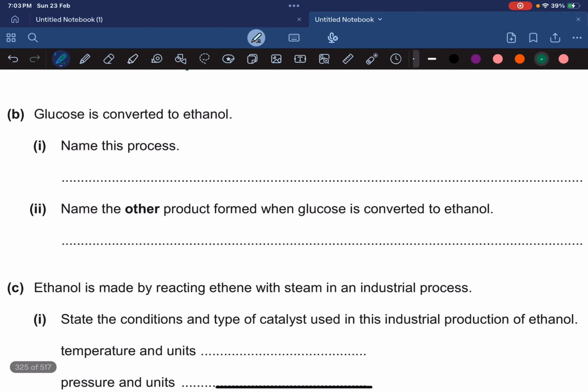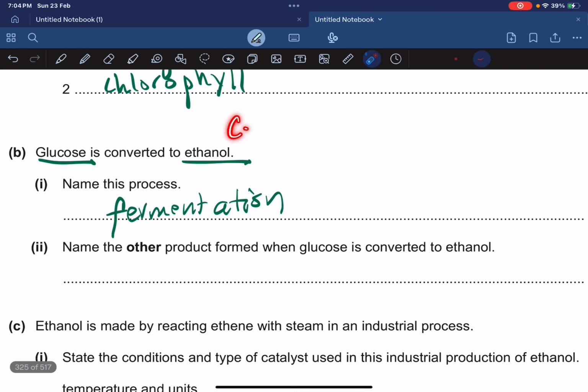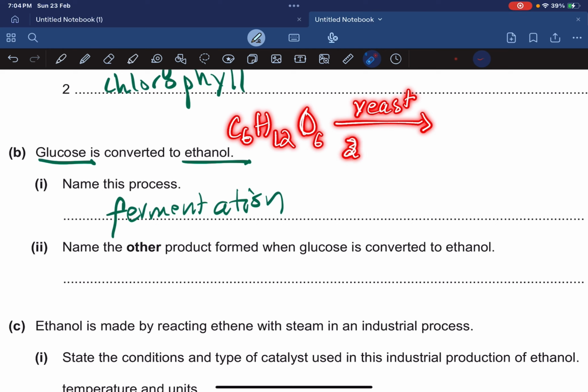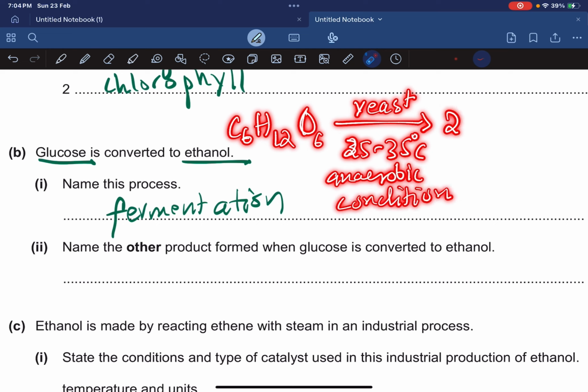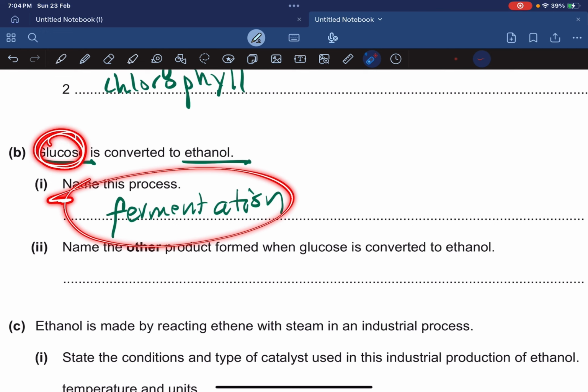Glucose is converted to ethanol. Name this process. Fermentation. Remember we used to take C6H12O6, ferment it in the presence of yeast, 25 to 35 degrees Celsius temperature, anaerobic conditions, and then we used to form 2 CO2 gas plus 2 ethanol, C2H5OH. Okay? And that was fermentation. By the process of fermentation, we convert our glucose to ethanol.